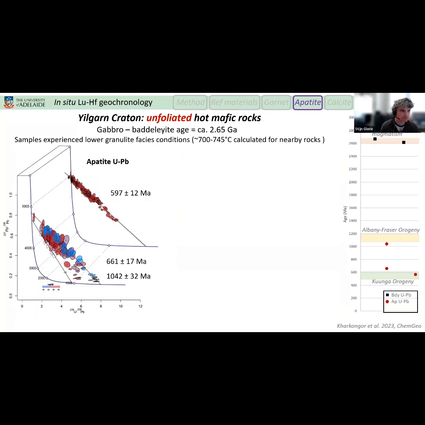All right, so this is how our apatite U-Pb data looks. You can see for one sample, we get a lovely Kunga date. And for the other sample, we get a bit of a mixing between an array that goes to roughly an Albany-Fraser age and a younger array that goes through Kunga age. So clearly, the apatite lead system has been reset after formation, and depending on the sample, depending on the conditions, you might either get Kunga ages or Albany-Fraser ages, or somewhere in between.